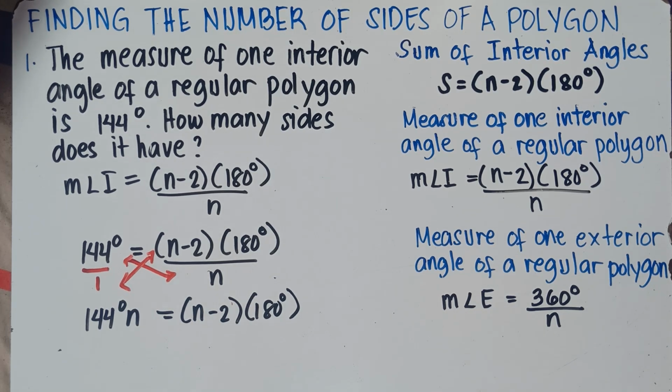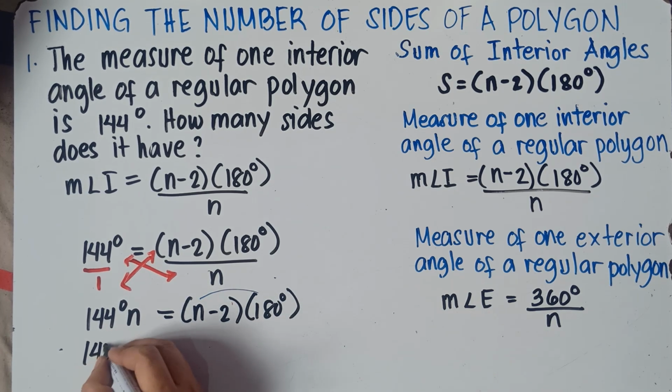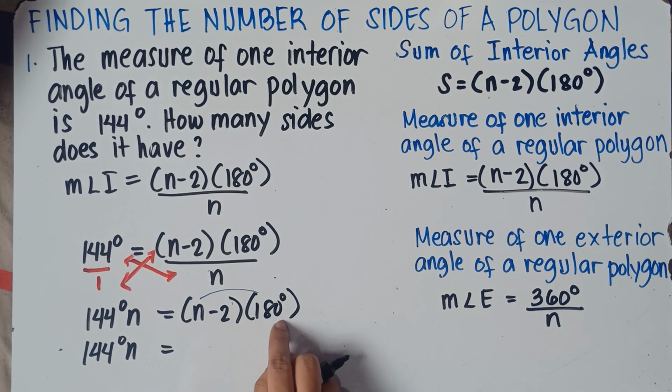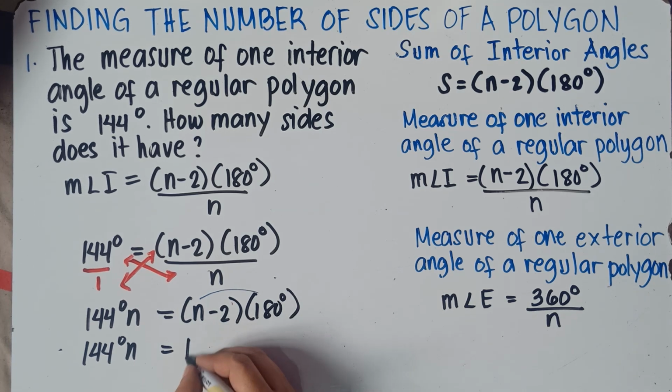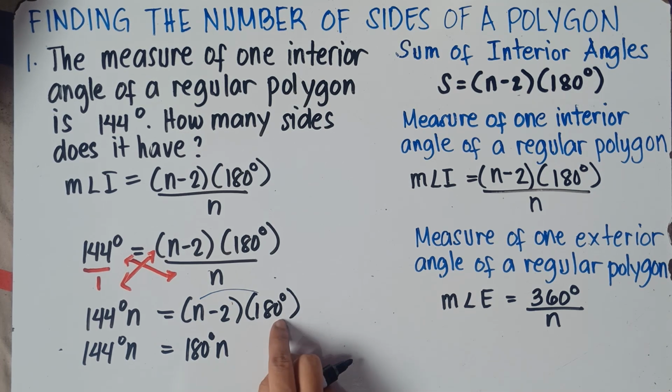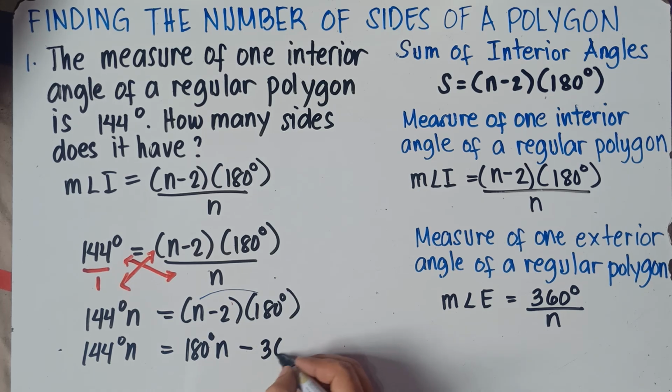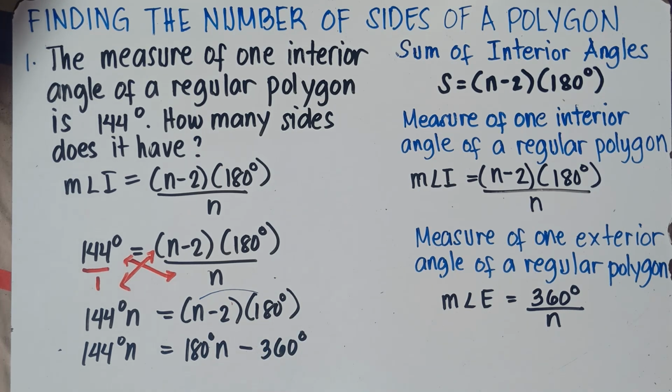Alright, so to get the value of n, we need to distribute and simplify. We need to multiply 180 degrees times n. So simply copy 144 degrees n equals, and multiply 180 degrees times n, that would be 180 degrees n. Then 180 degrees times negative 2 will be negative 360 degrees.